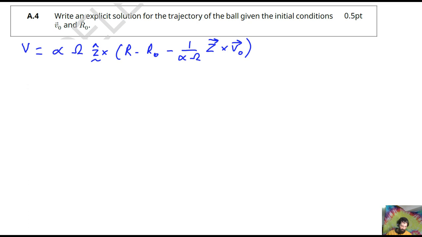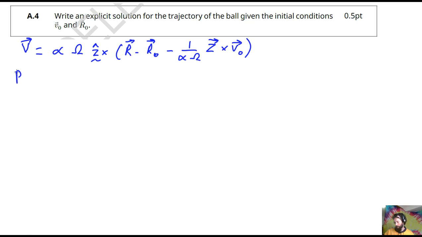Let's just get started. So what I'm going to do is break this into x and y coordinates here. Let me just put my vector symbols back on. And rather than calling it v, I'm just going to call it r dot. So I'm just going to treat this like it's a differential equation.